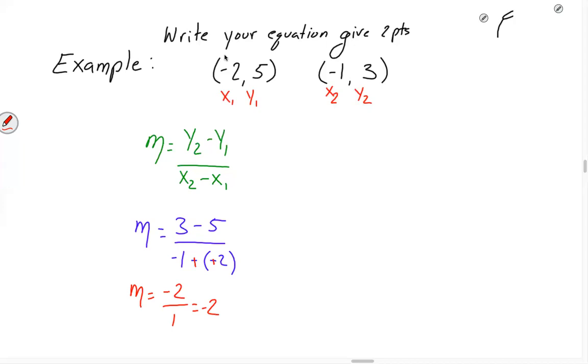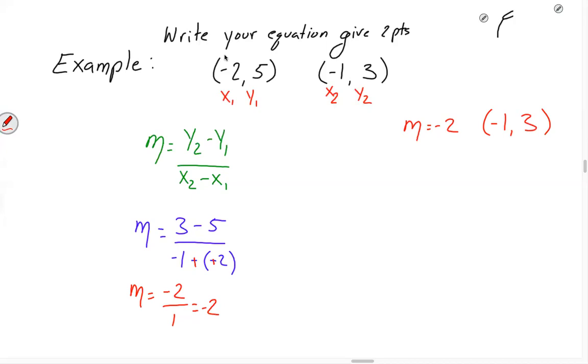Now, a very important question. Neve, which point do I want to choose? Do you want to choose -2, 5 or -1, 3? Yeah, Neve, it doesn't matter which point you take. You can pick either one. So there is no wrong answer here. You get the same answer. So Neve chose -1, 3.